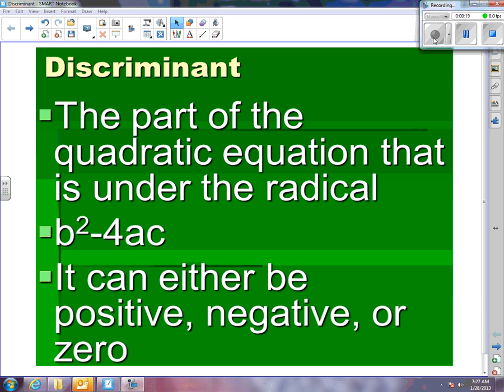So the discriminant can be either positive, it can be negative, or it can be zero. And each of these different scenarios produces different results.